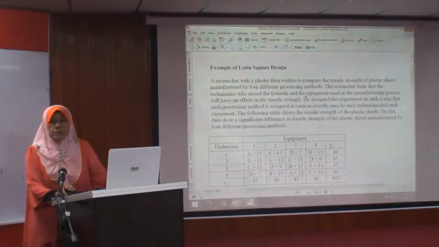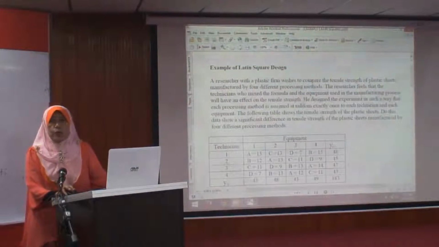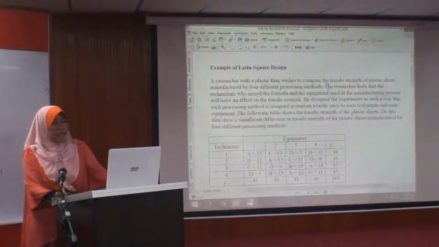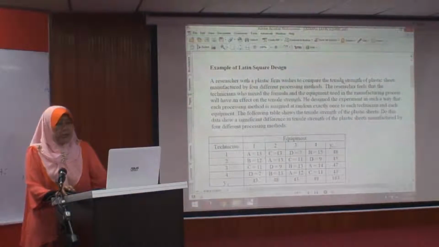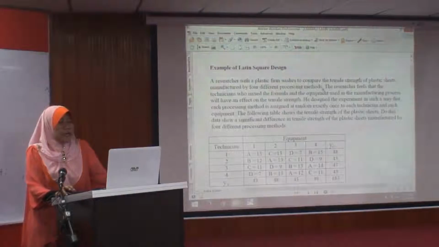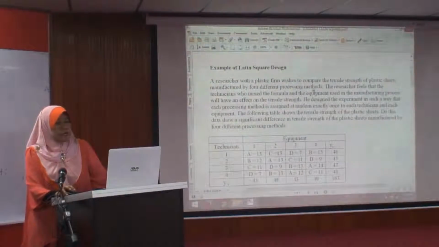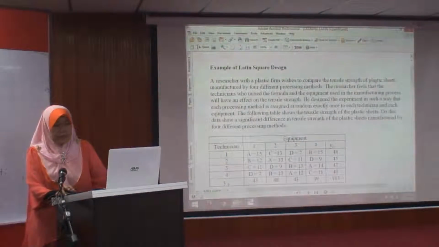And what is the response variable? The response variable is the variable that you measure at the end of the study. So at the end of the study, you want to measure the tensile strength of the plastic. And here I also can say that we want to analyze the effect of different processing methods on the tensile strength of the plastics.